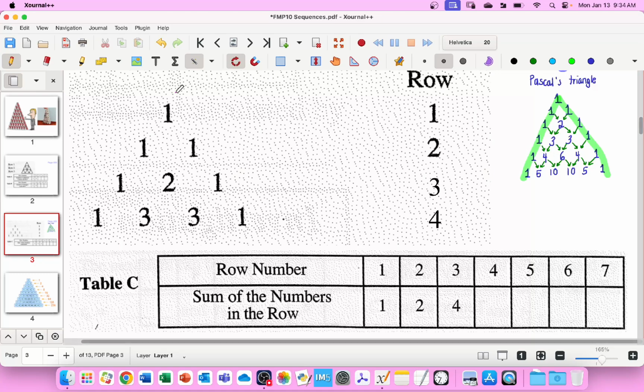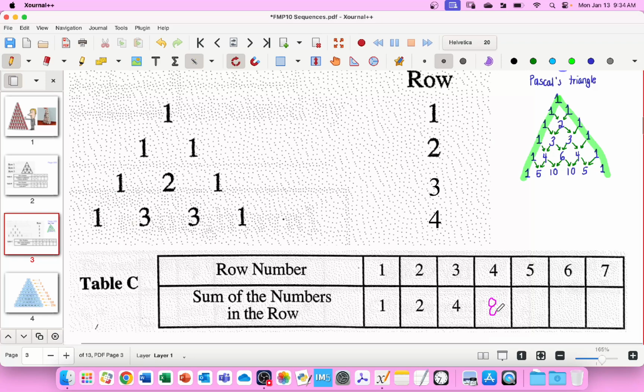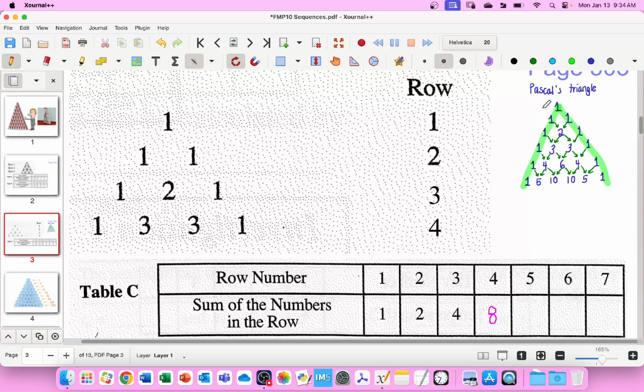You can see the sum of row 1 is obviously 1. 1 plus 1 is 2. 1 plus 2 plus 1 is 4. This is going to be 1 plus 3 plus 3 plus 1. That's going to be 8. Let's talk about row 5. So row 1, row 2, row 3, row 4, row 5. So that's got to be, well, 14 plus 2 is 16. This is going to be 20 plus 30, 32.